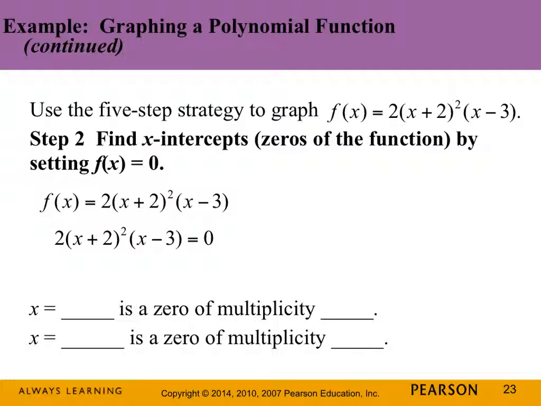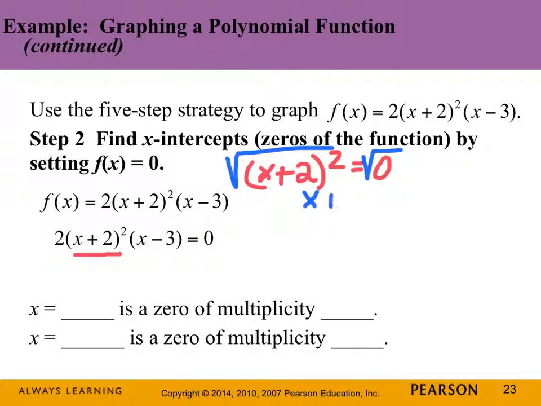Okay, so we're going to use step 2 to find the x-intercepts, or the zeros of the function, or we can call those roots also. Thank goodness this is already factored. So we've got 2 times the quantity x plus 2 squared times x minus 3 equals 0. So first let's solve this part. x plus 2 squared equals 0. Well, to undo a square, we take the square root of both sides, and so that's x plus 2 equals 0.